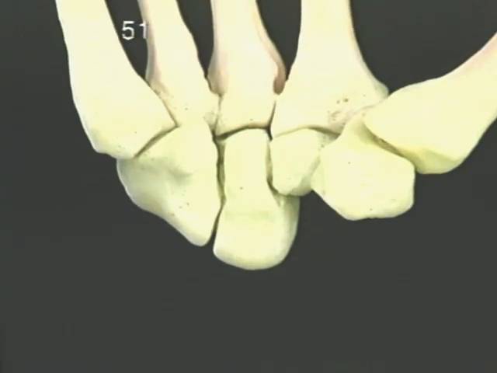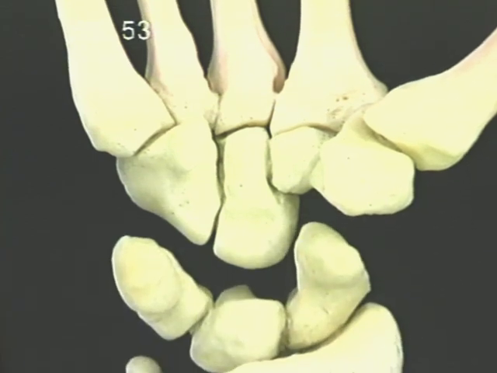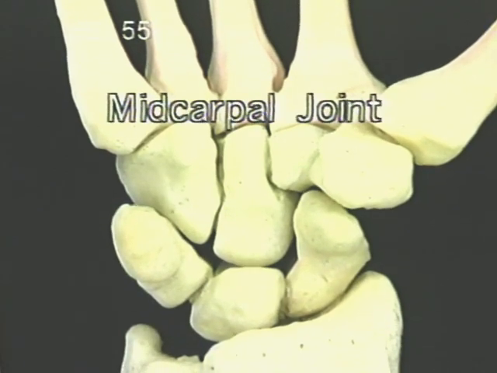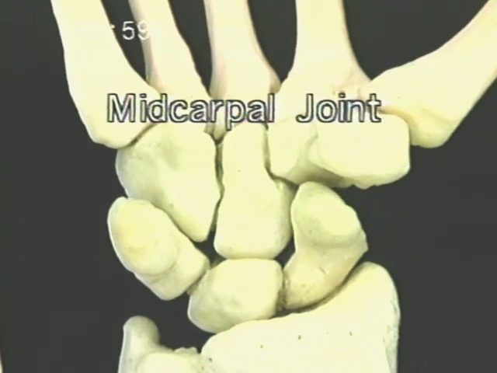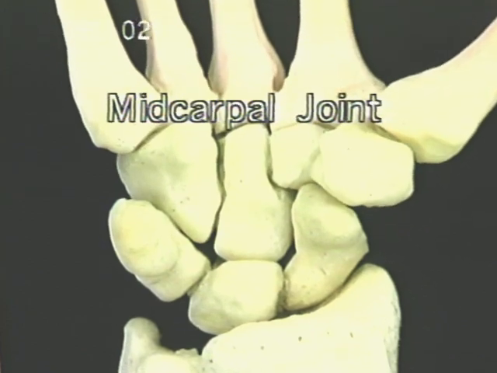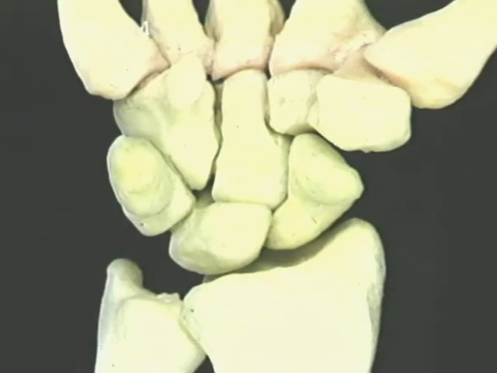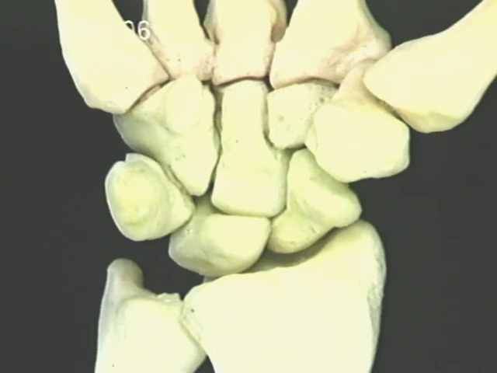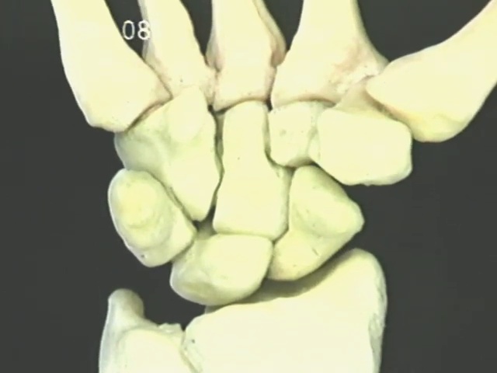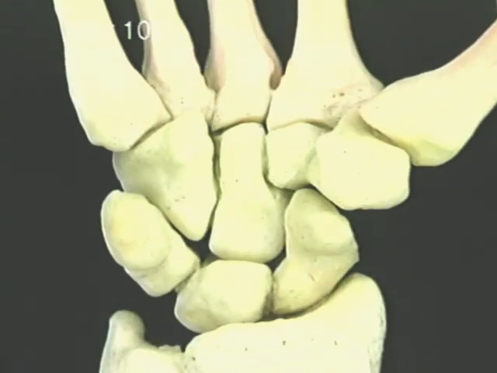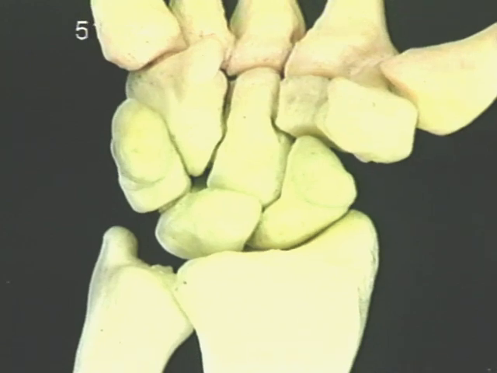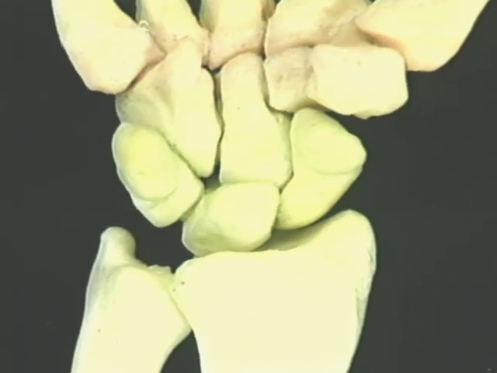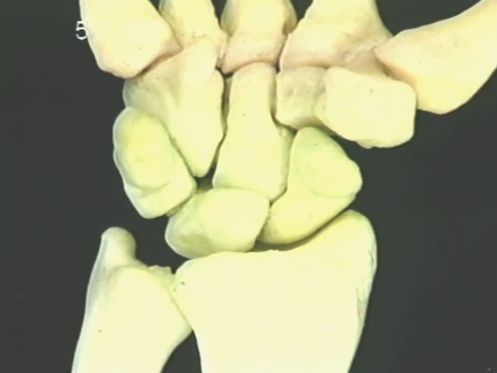The distal row of carpal bones articulates with the proximal row here to form the midcarpal joint. The projecting capitate and hamate fit into the notch in the proximal row. When flexion and extension occur at the wrist, the movement happens partly at the radiocarpal joint and partly at the midcarpal joint. When radial deviation and ulnar deviation occur, the action happens mainly at the radiocarpal joint.